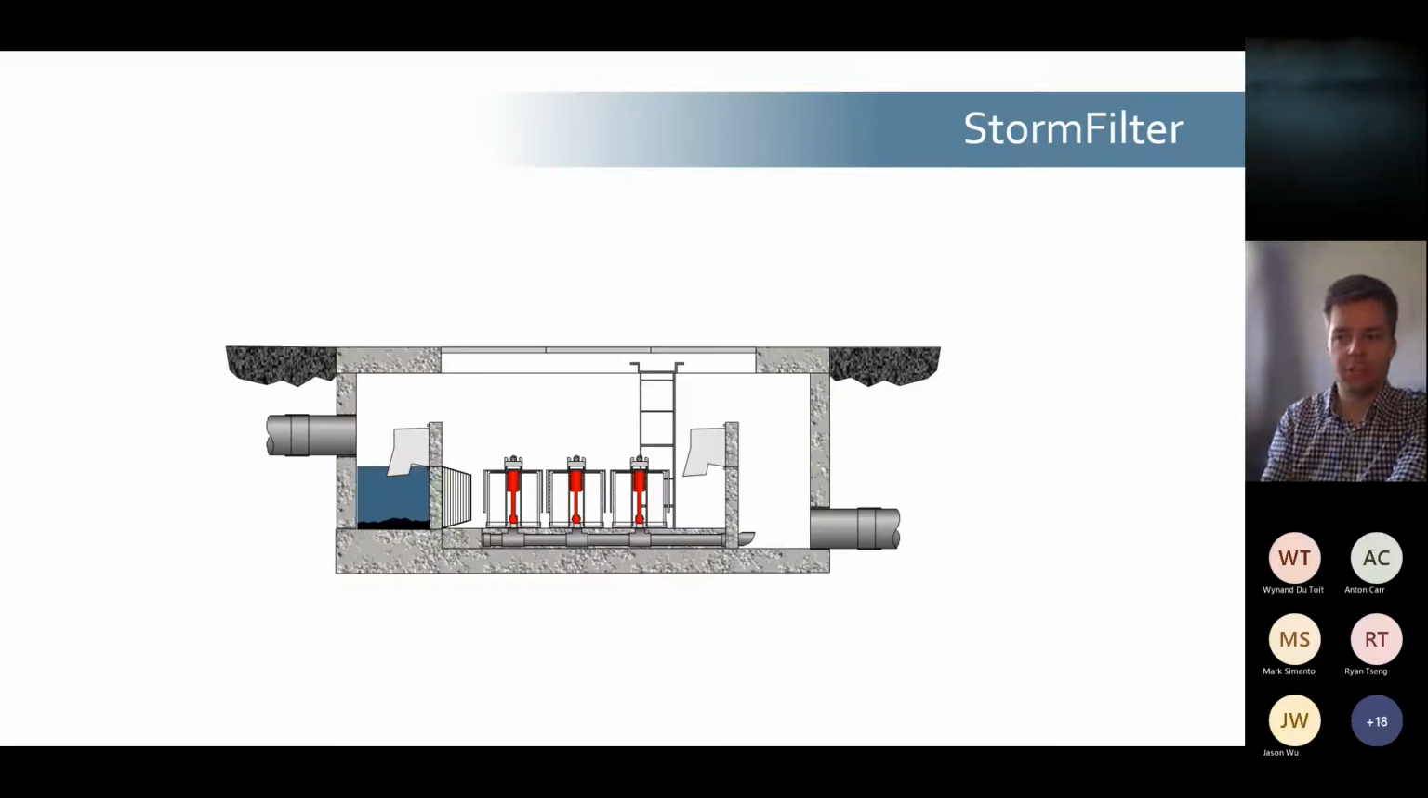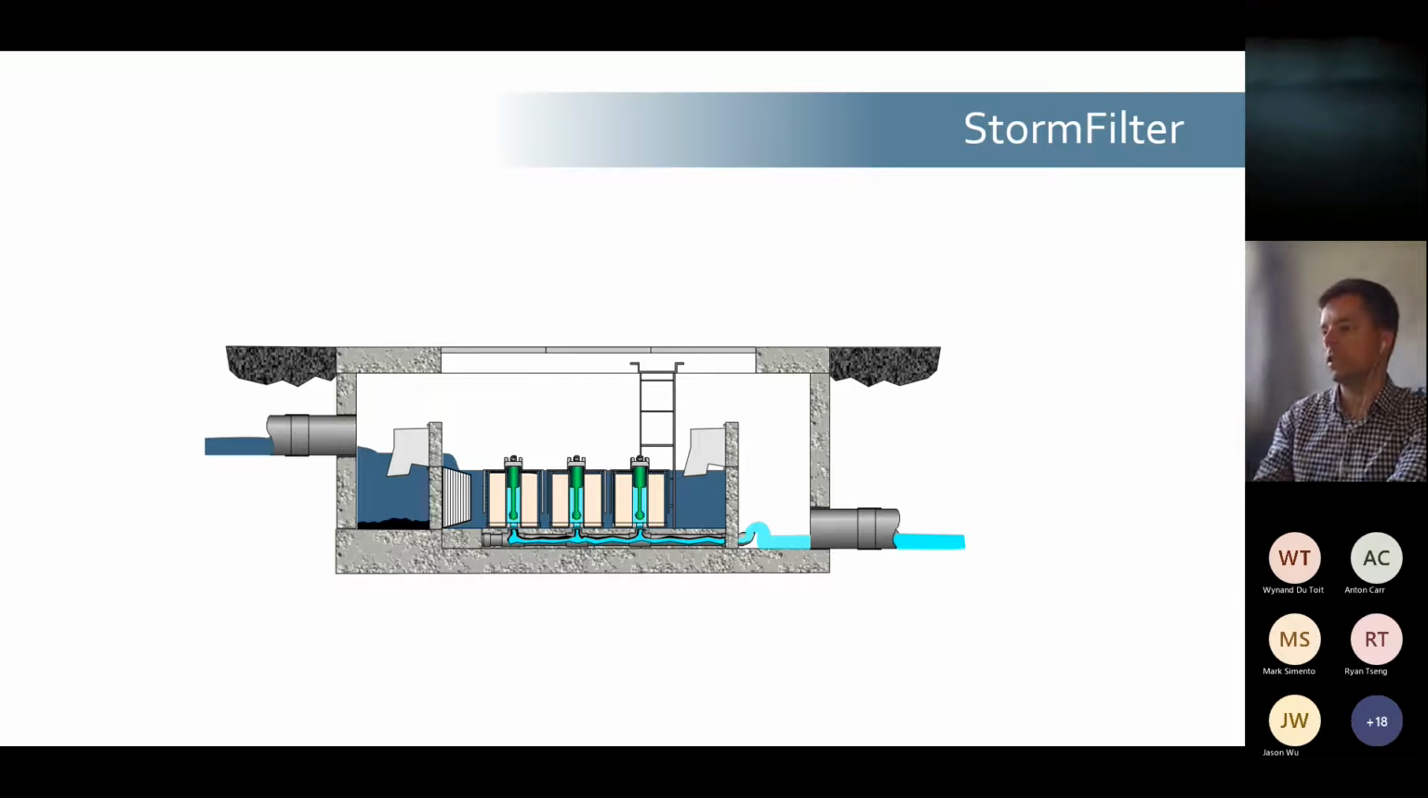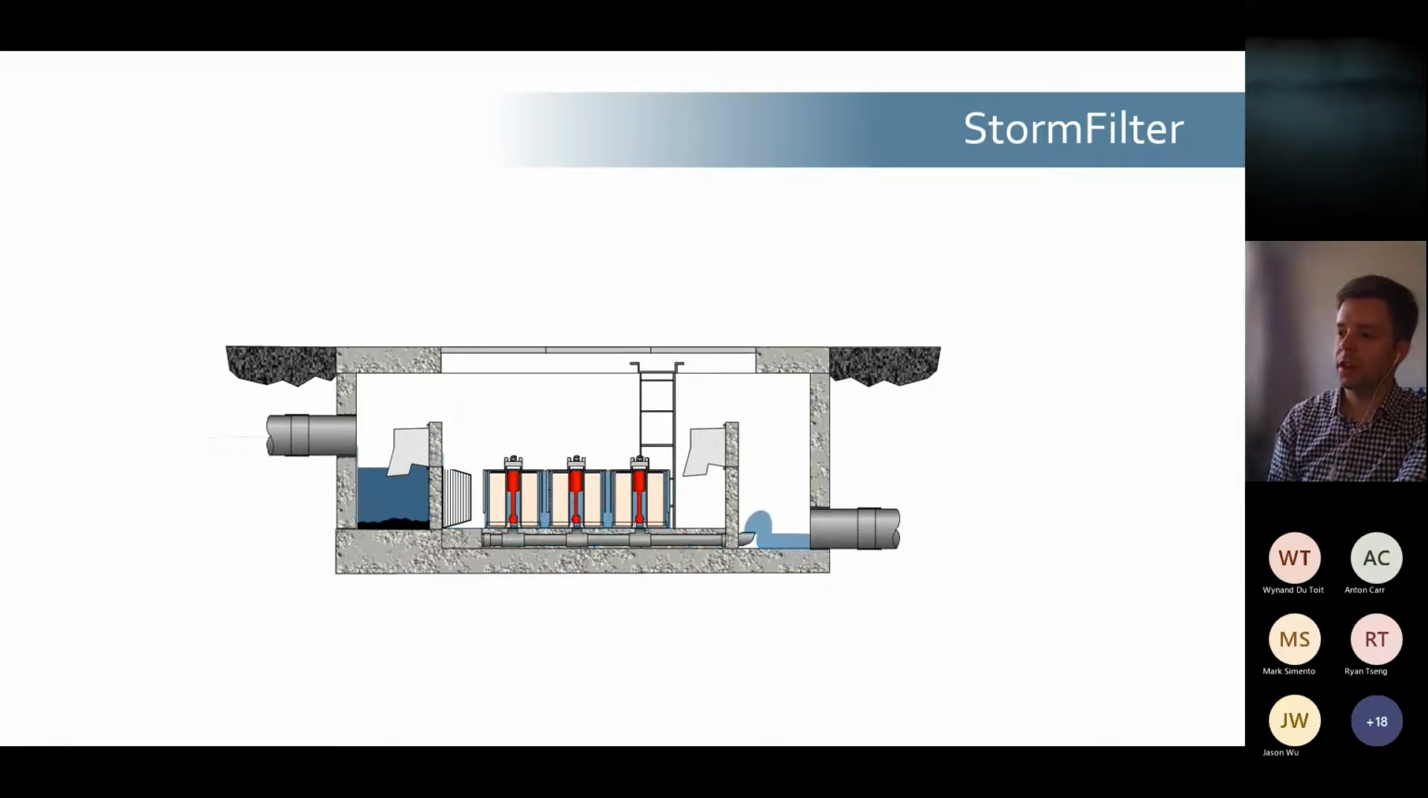So this is another cross section through a larger StormFilter, showing it no longer in isolation. Water flows in to the treatment chamber, and then the siphon is activated. Water then flows out, and then as flows stop, the siphon breaks and the balls drop down.